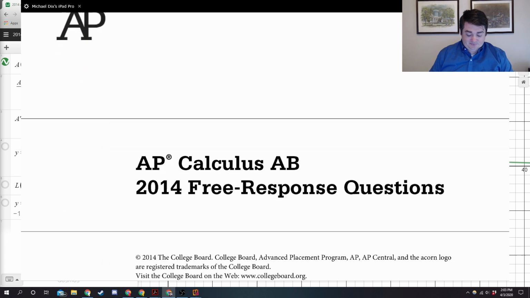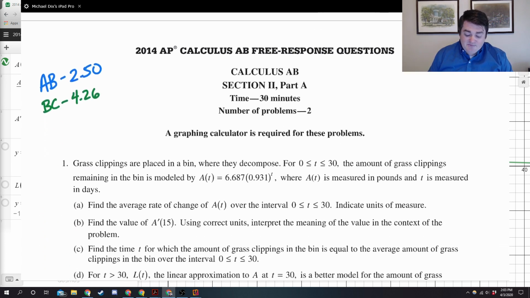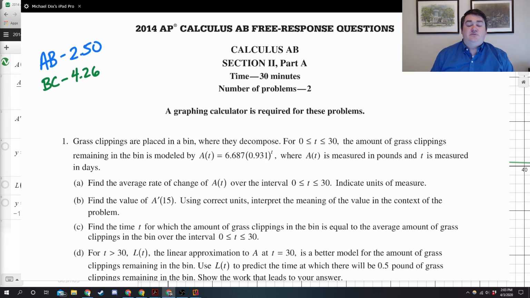So here we go. I'm going to do the 6 AB problems first, and then at the end I'll do the 3 BC problems that were different. So in 2014, number 1 was an AB and a BC problem. The averages are on the top left-hand side of the screen there. The AB average for this problem was a 2.5 out of 9, and for BC was a 4.26.